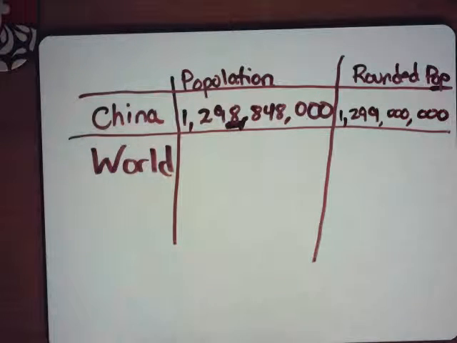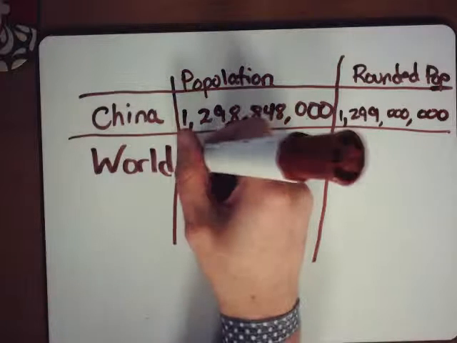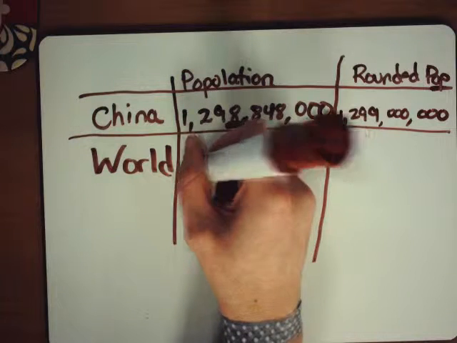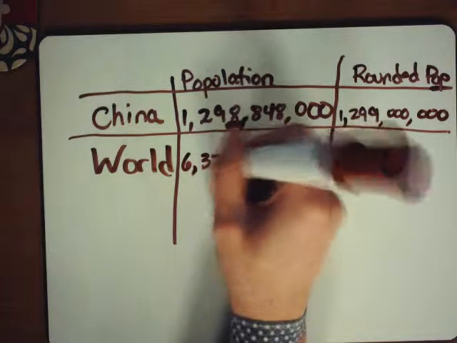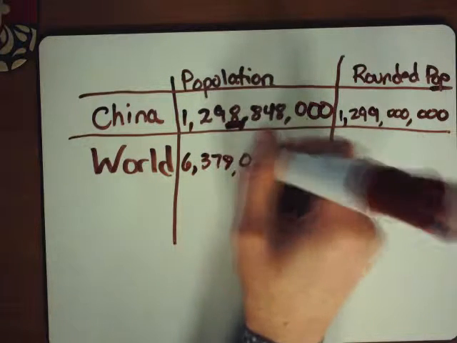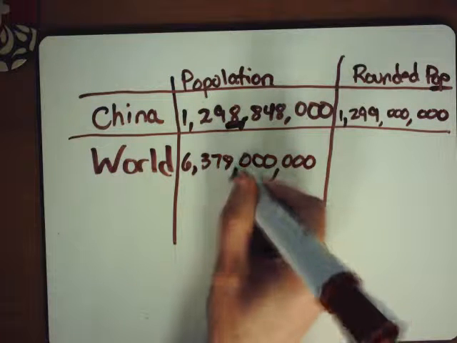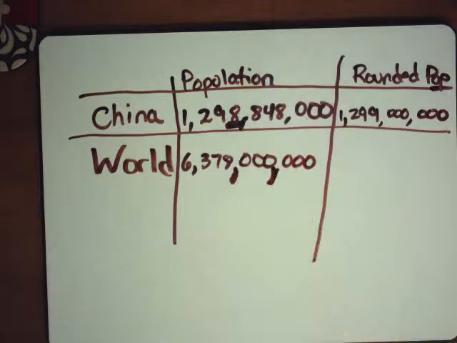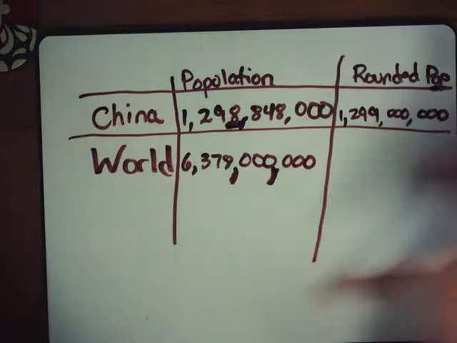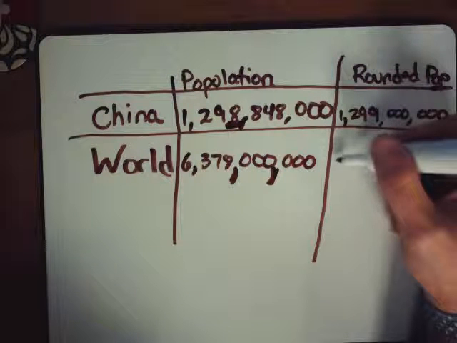Okay, so we think about the world as 6,378,000,000, and this is already a rounded population. Yeah, it's a rounded population. So go ahead and put that in this part here as well.